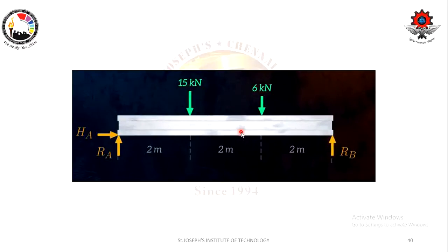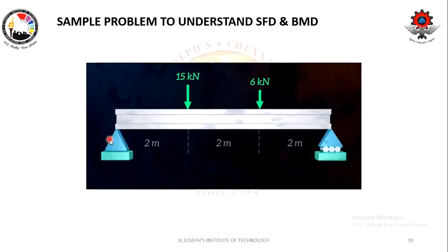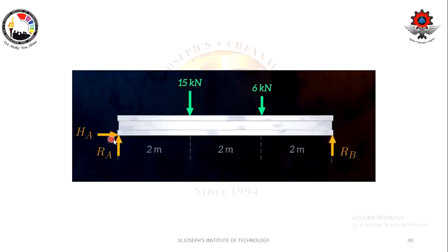As I told you earlier in the introduction video about support reactions, here we have a pinned support. It permits only the rotational movement of the beam. It does not allow it to move in the horizontal or vertical direction. So we have two reaction forces, horizontal and vertical, right?